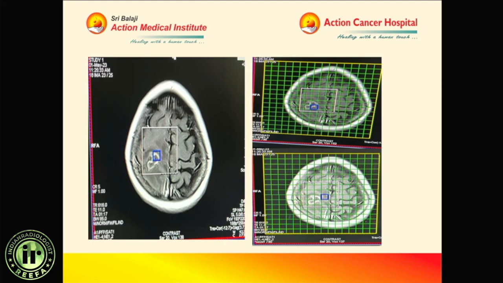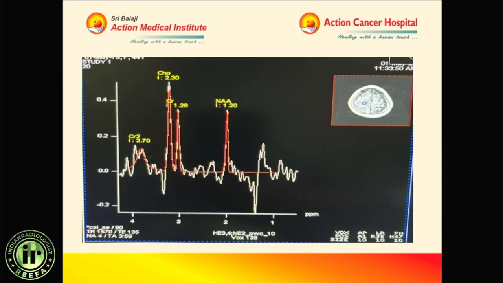Now this is a ring lesion we can see and we can see the edema. We have put the voxel on the enhancing part, on the perilesional edema and another different area. So what do we get? We get high choline peak, Na is still there. There is little bit of lipid lactate. So this is not an infective granuloma. This is most likely a malignant lesion.